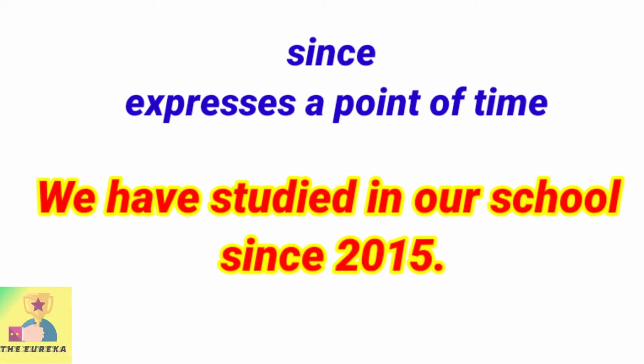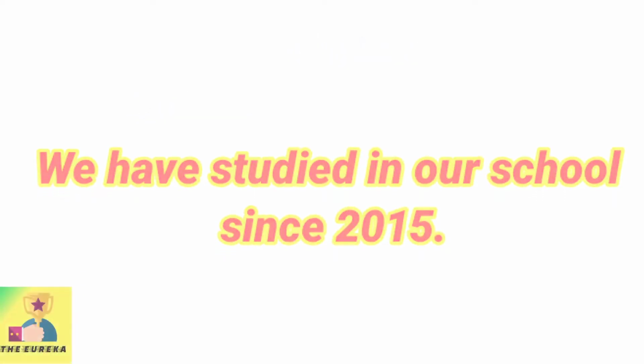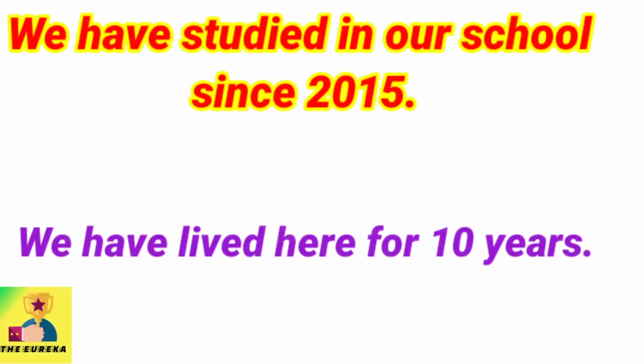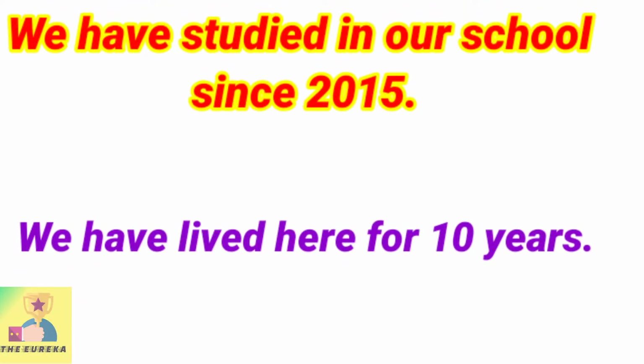Next preposition, since. We have studied in our school since 2015. Since is used for expressing a point of time, and generally it is used in present perfect and present perfect continuous tense. We have lived here for 10 years. For is used for expressing a period of time. Again, for is used in present perfect and present perfect continuous tense.